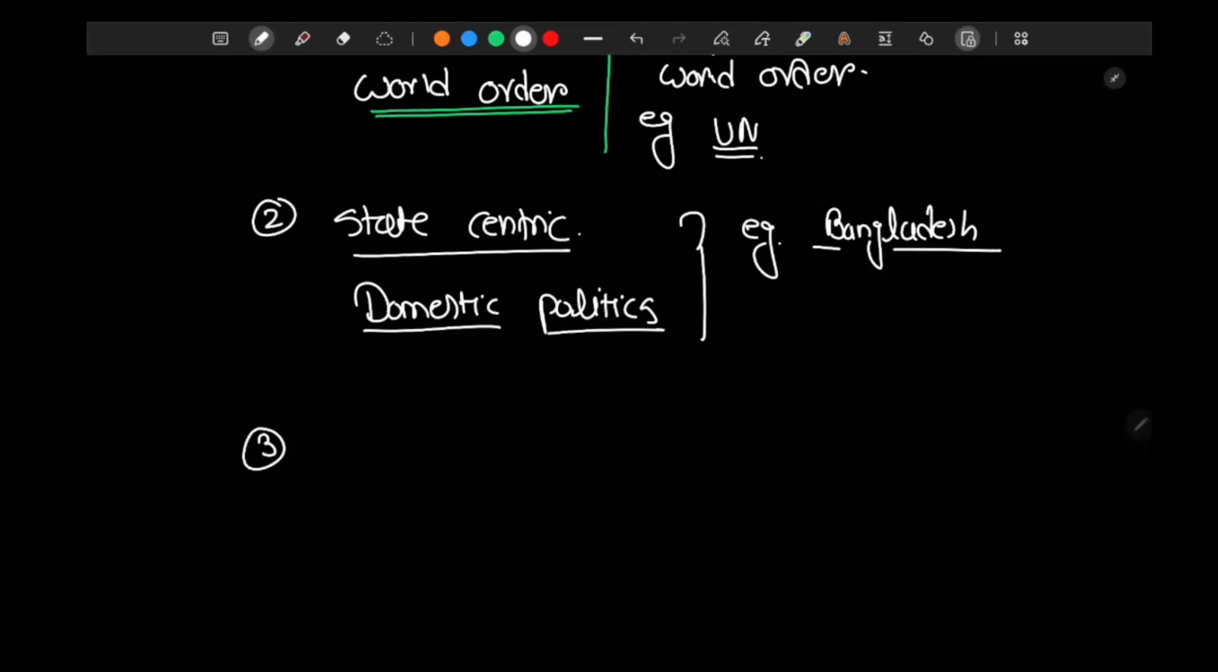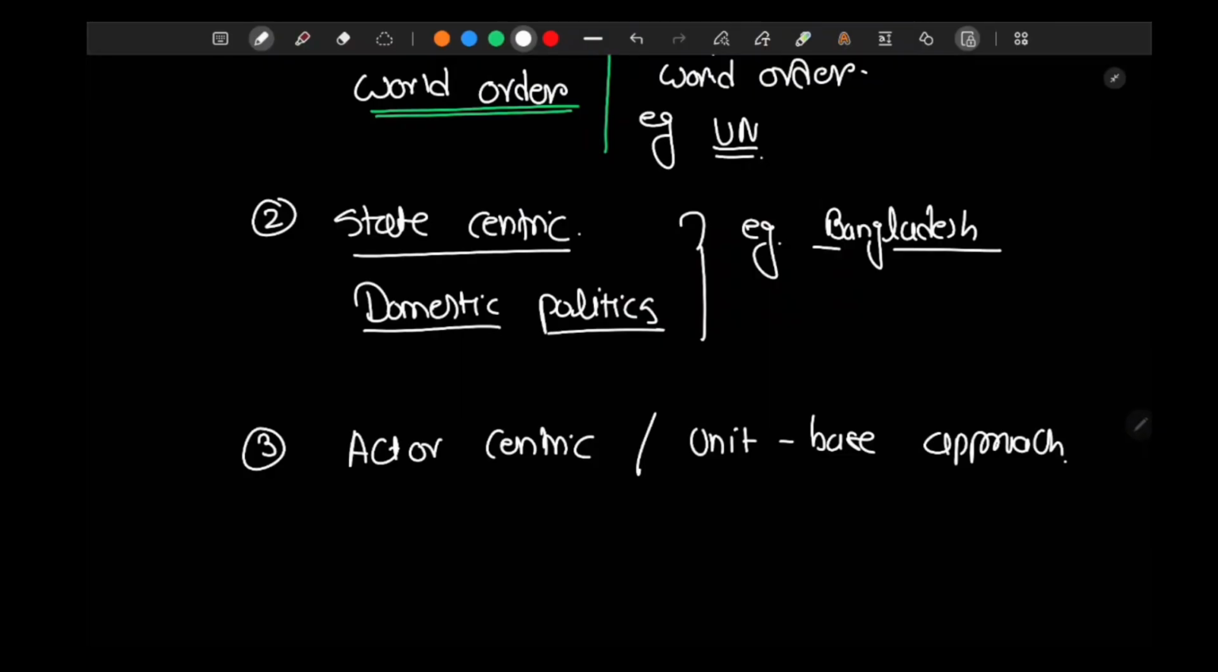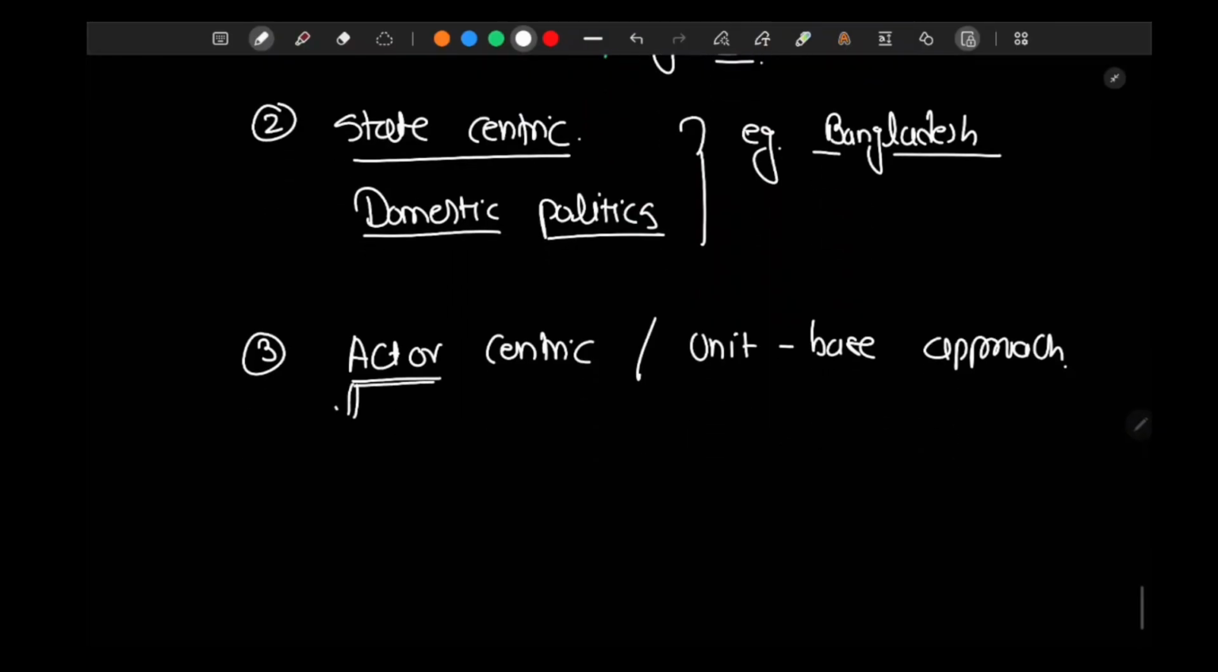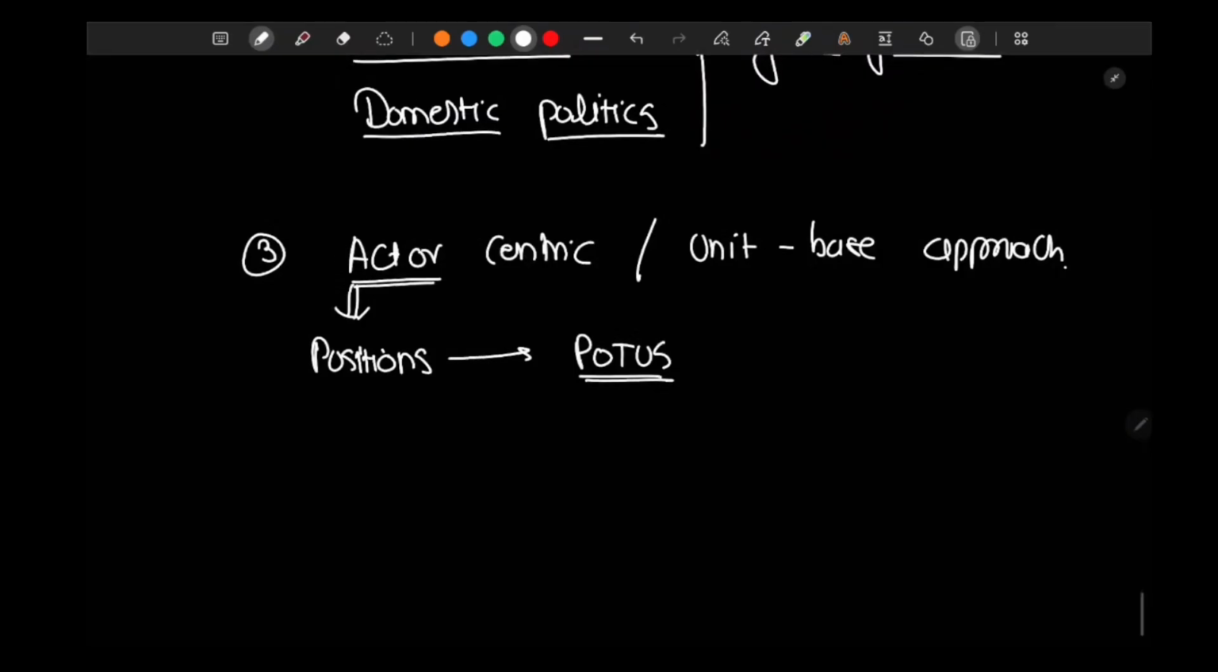The third image is the actor-centric view, or unit-based approach. What is the actor-centric view? I will study positions like the President of the United States, POTUS. I will study the person occupying that position. Let's say Trump.